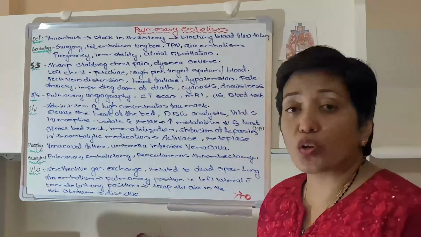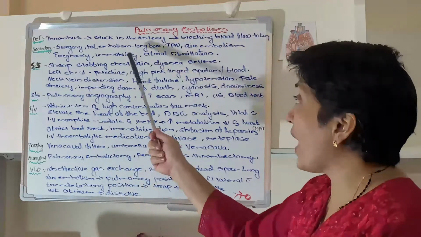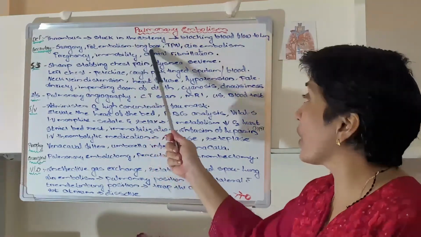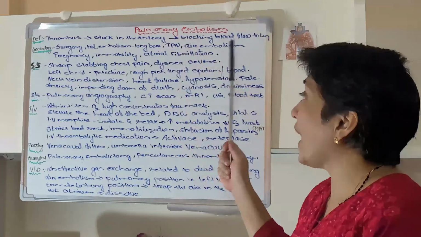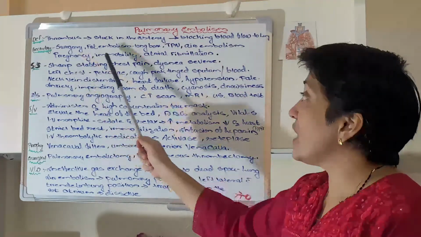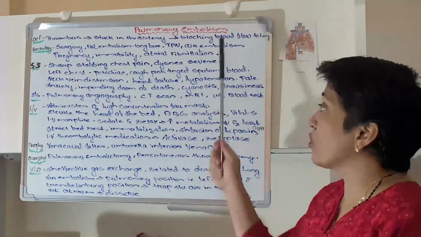What are the causes for this pulmonary embolism? Usually surgery, fat embolism from the long bones, that is, any fracture of a long bone, total parenteral nutrition, air embolism, pregnancy, immobility, atrial fibrillation. All these lead to the cause of pulmonary embolism.